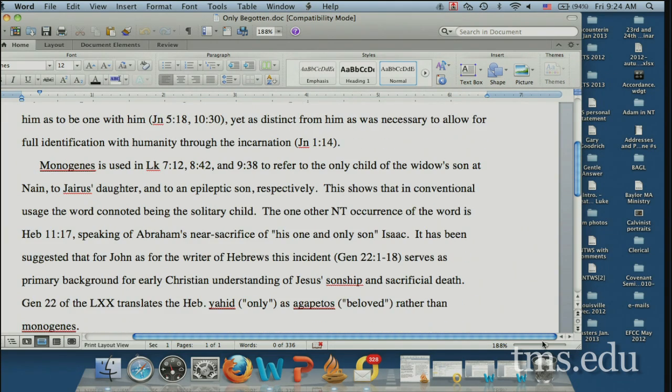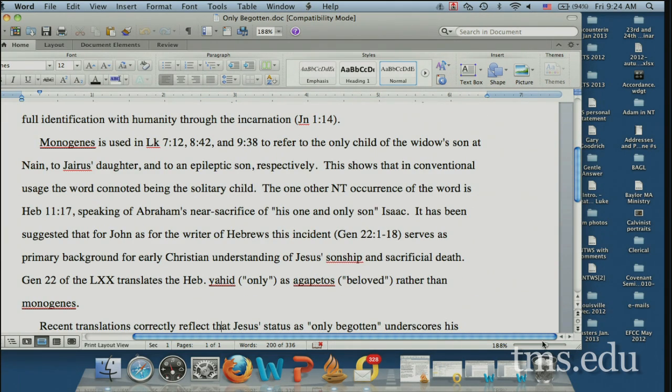that is underway there. Monogenes is used in Luke 7, and that should be italicized, but I think I lost something in the formatting when I switched from one computer to another. Monogenes is used in Luke to refer to the only child of the widow at Nain, to Jairus' daughter, and to an epileptic son, respectively. This shows that in conventional usage, the word connoted being the solitary child. A monogenes child was an only child. It wasn't anything about "only begotten," it was just the only child.